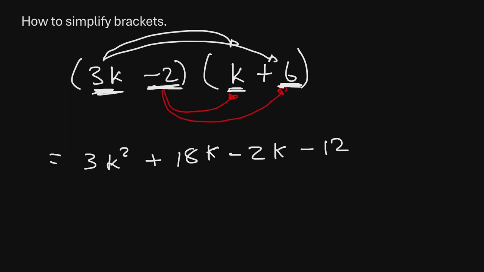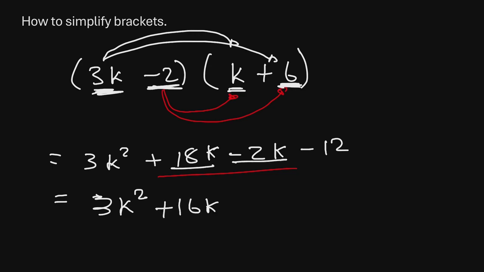Now when we add this up, we can see that we have like terms. We have 3k squared, and then 18k minus 2k gives us 16k, and then we have minus 12. So this is the solution to the problem.